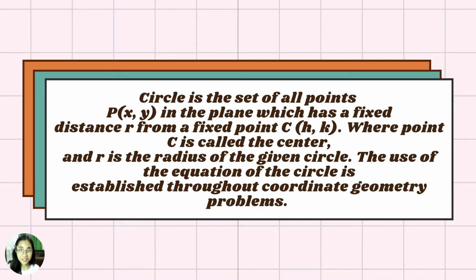Well, first of all, let us refresh our minds with the meaning of the circle. A circle is the set of all points P(x, y) in the plane which has a fixed distance r from a fixed point C(h, k), where point C is called the center, and r is the radius of the given circle. The equation of the circle is used throughout coordinate geometry problems.